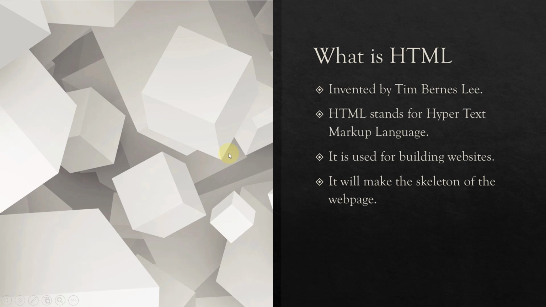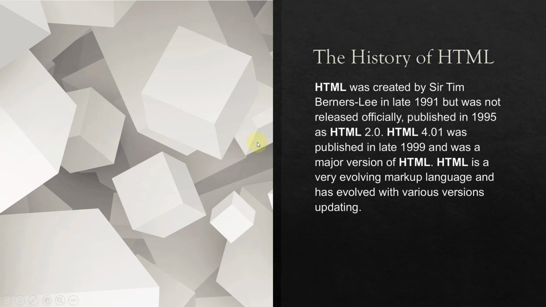So what's HTML? HTML is invented by Tim Berners-Lee. His full name is Timothy Berners-Lee. He is also known as the inventor of web. HTML stands for Hypertext Markup Language. It is used for building websites. It means that HTML is the skeleton of the web page, like our body. The skeleton inside our body is HTML.